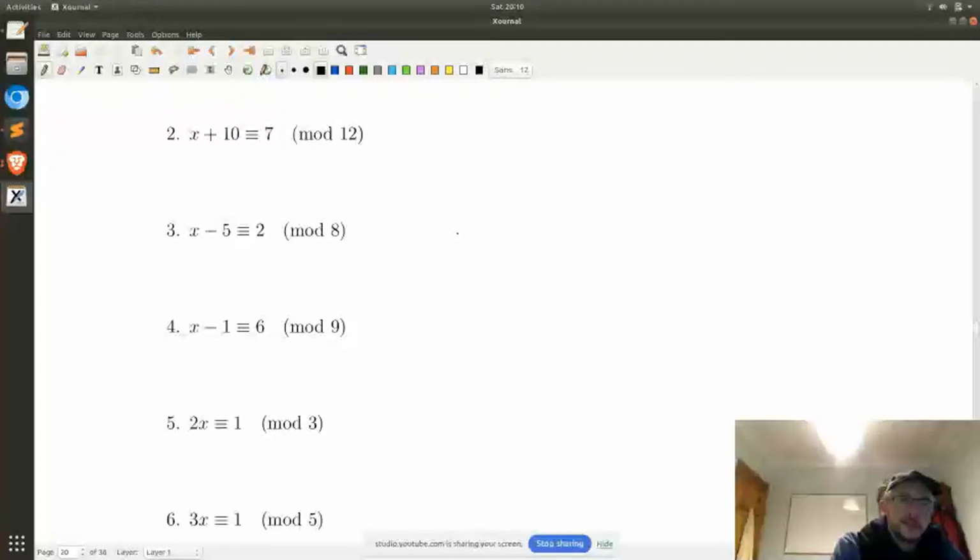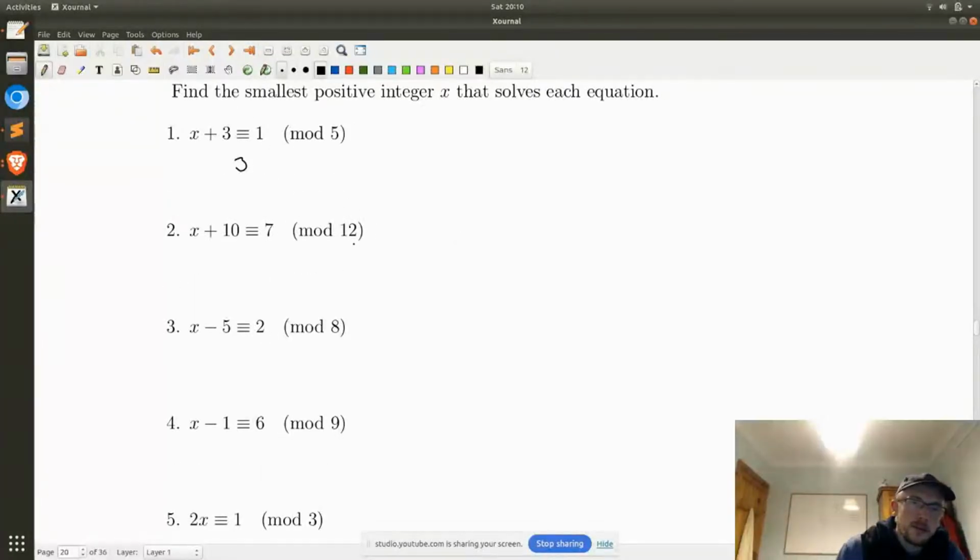They want a number which, when you add 10 to it and divide the result by 12, you obtain a remainder of 7. So I guess I should just look at these numbers here and just think of the 12 times table plus 7. The 12 times table shifted to the right by 7.